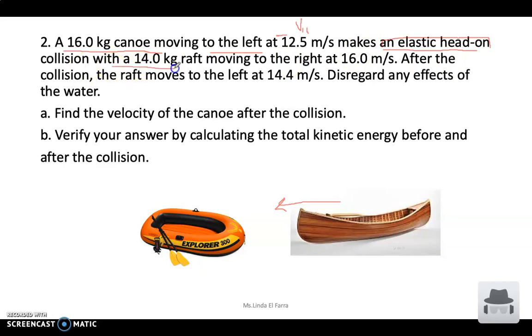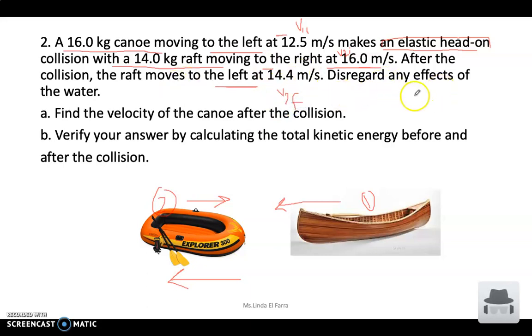With a 14 kilogram raft, so I have a raft and this one is moving to the right. The canoe is the first object, and the raft is the second object, so its velocity will be v2, and it's initial, v2 initial. Now, this is before collision. After collision means the final. The raft moved to the left, so I have to put a negative sign, and it changes direction. This is the second object, so it will be v2 final.